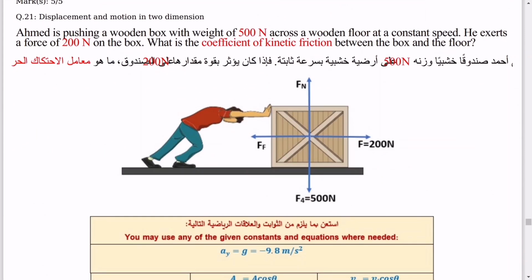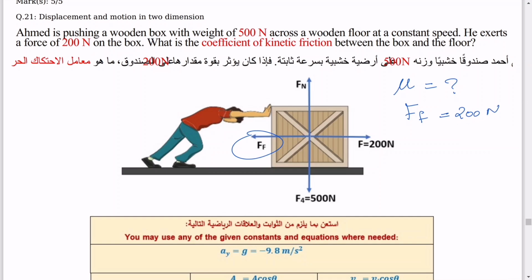Question number 21. Ahmed is pushing a wooden box with a weight of 500 Newton across a wooden floor at a constant speed. He exerts 200 Newton force on the box. What is the coefficient of friction? To calculate the coefficient of friction, you must know the value of friction. That is the only way to calculate the coefficient of friction. So how much is the frictional force acting here? The frictional force acting is equal to 200 Newton.